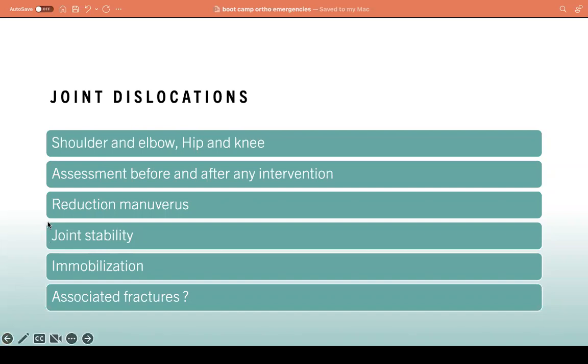Some joints you need to test for stability after reduction. And definitely you need to immobilize the joint and look for any associated injuries or fractures.